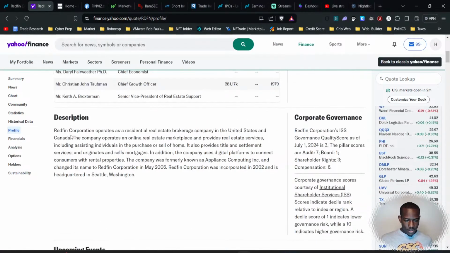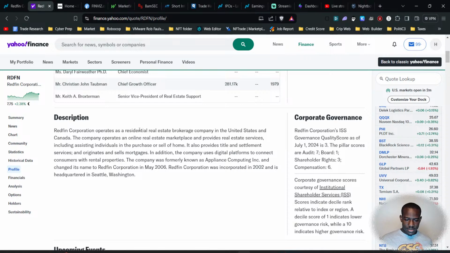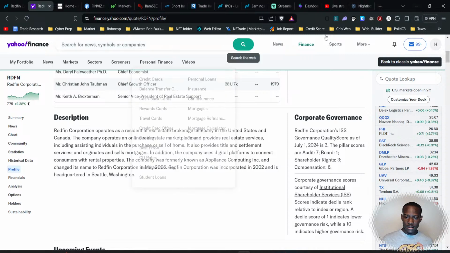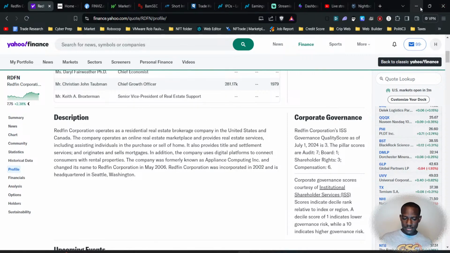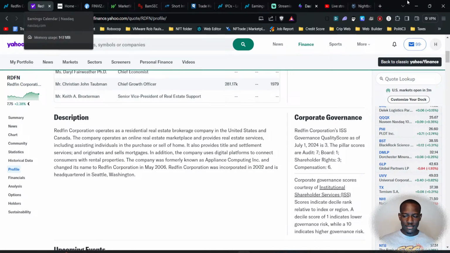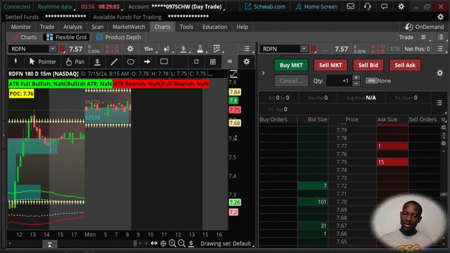All right. So Redfin Corporation operates as a residential real estate brokerage company, blah, blah, blah, but they're not paying a dividend. I don't like it. They're real estate not paying a dividend. I don't even understand that. How are they not paying a dividend? Yeah. So that's automatic X out. If you're a real estate company not paying a dividend, I'm like, are you really thinking about me though? Is this about me or you?